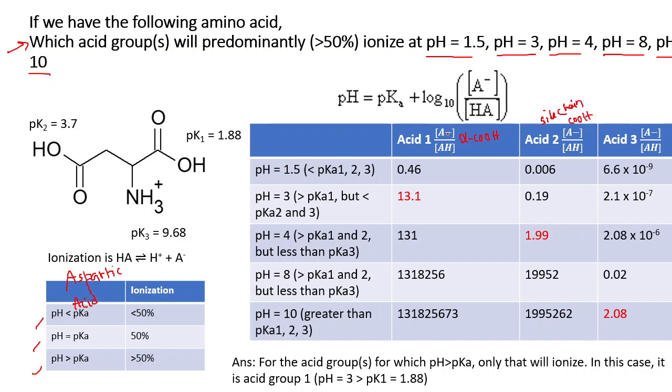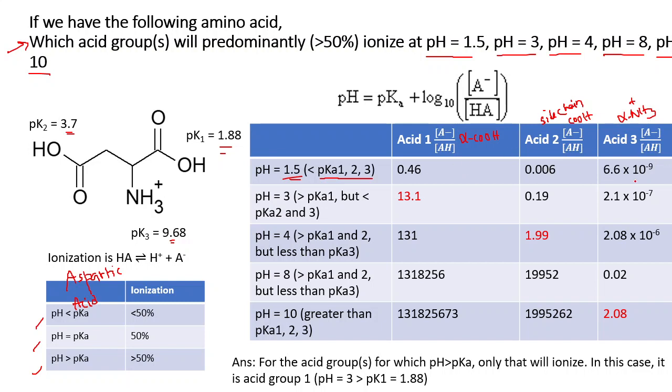And acid 3 being alpha NH3 plus. Okay. Now at pH 1.5, the pKa is less than 1, both 1, 2, 3. See, pH 1.5 is less than the pK of this one, less than the pK of this one, obviously, and definitely less than the pK of this one. So none of the groups will ionize more than 50%.